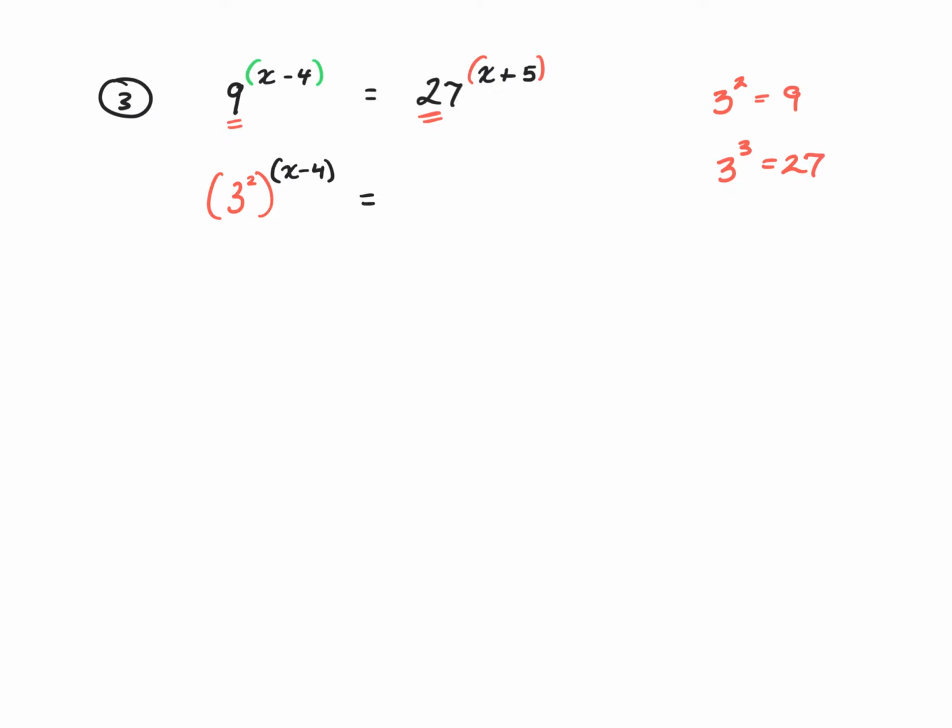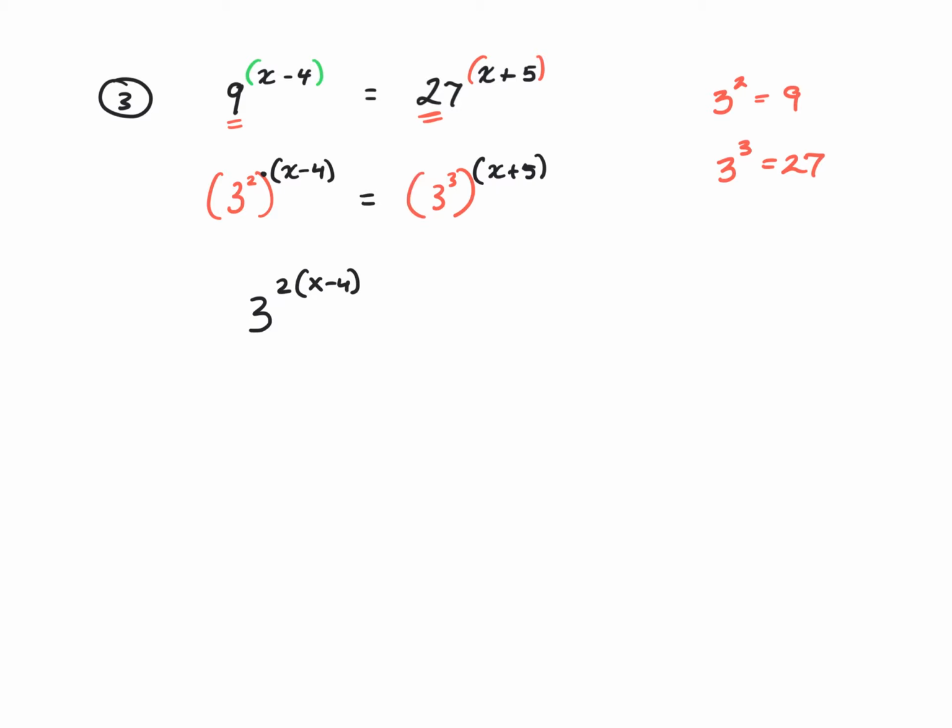And then that equals 3 to the 3rd power, right, raised to the quantity of x plus 5. So here we go, moving forward. Now we have to do one simple step. So multiplying these out, this becomes 3 raised to the 2 times x minus 4.